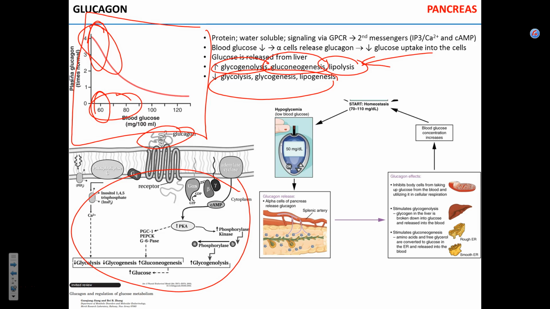Does that make sense? I don't know how to stress it more, but you're going to get questions. Which of the following processes, insulin or glucagon, stimulate or inhibit? And I'm going to use these fancy words like gluconeogenesis or glycolysis or lipogenesis, and you have to be absolutely familiar with those terms. Am I clear?